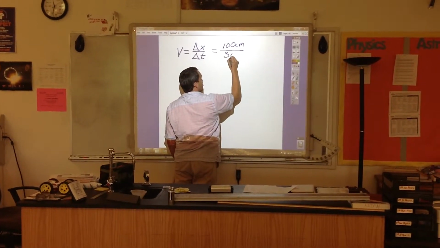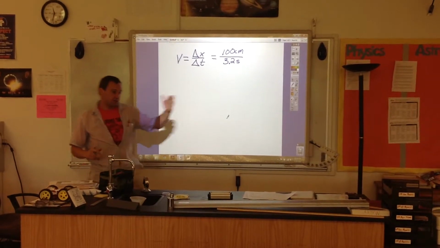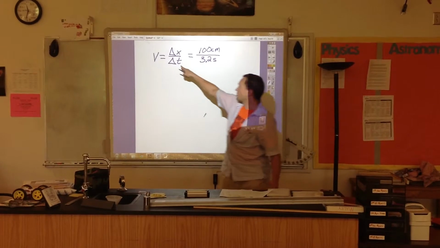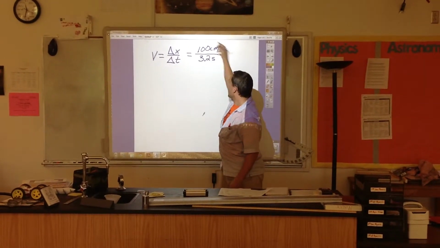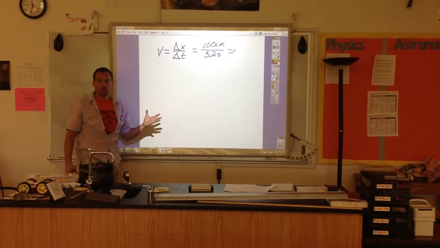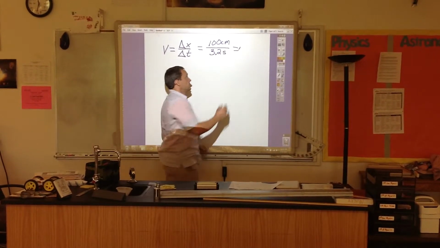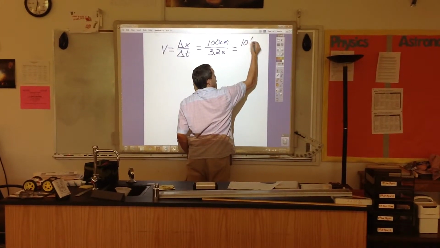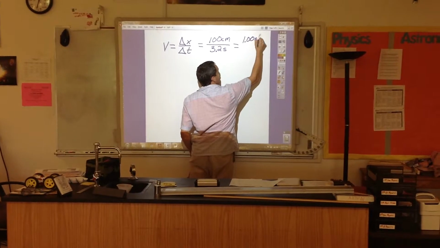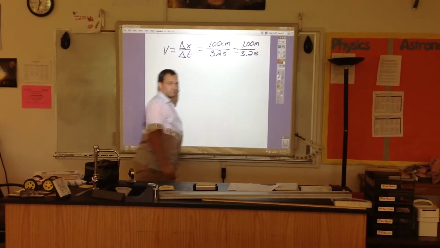Let's just say also that it took about, just using a number off the top of my head, 3.2 seconds to go down. So from start to finish, it took 3.2 seconds to go down. Your change in time would be 3.2. Now, typically, whenever you are doing calculations, you don't want to have centimeters. So we're going to want to convert the centimeters into meters. So this would be 1.00 meters divided by 3.2 seconds.